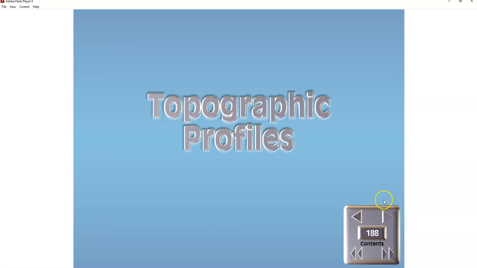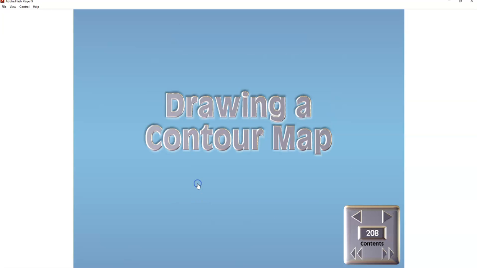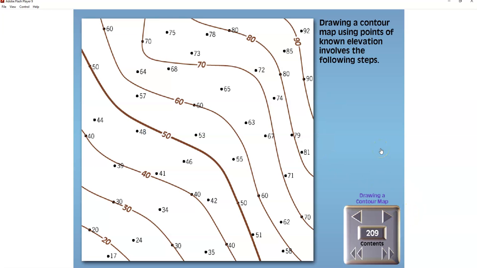Topographic profiles. I'm going to go back and skip this part. And let's see, drawing a contour map. Drawing a contour map using points of known elevation involves the following steps.